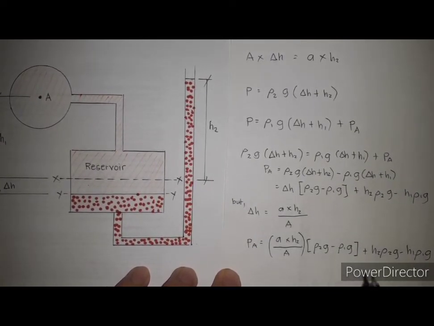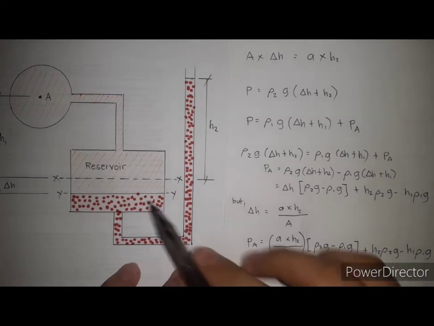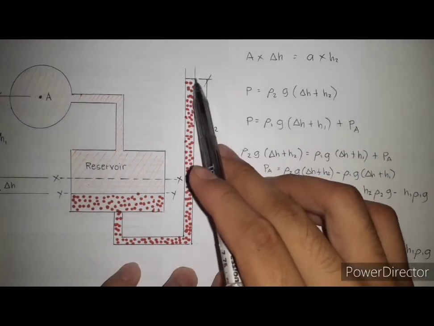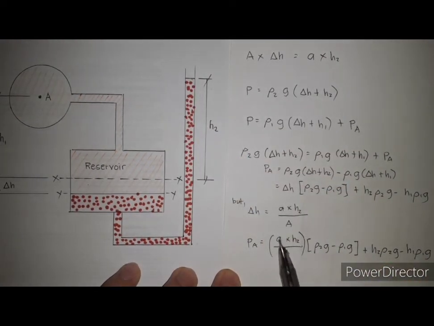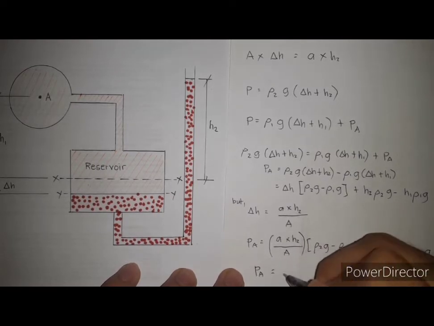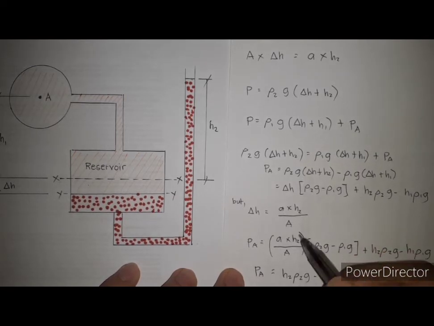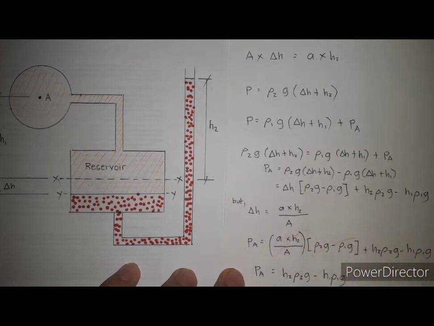So, dahil yung A, the cross-sectional area nitong reservoir, is very large as compared to the cross-sectional area a ng tube, yung ratio natin na a over A will become very small na pwede na siyang i-neglect. So magiging ang formula na lang natin ay PA equals H2 density 2 G minus H1 density 1 G. Kasi maneneglect na natin tong part na to. So, ito na lang yung final formula natin para dito.